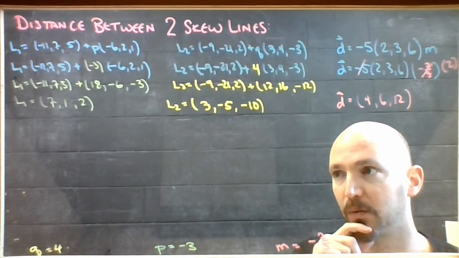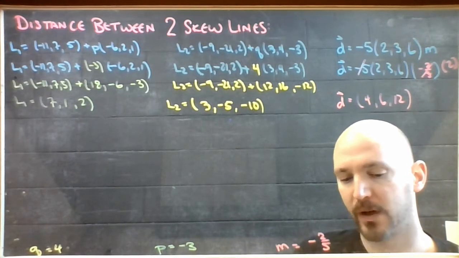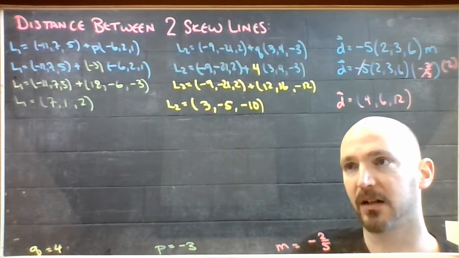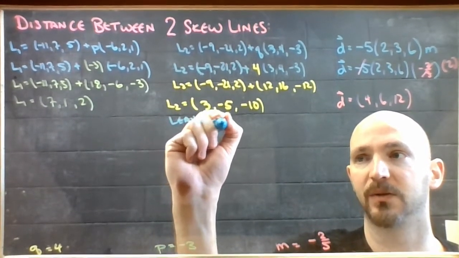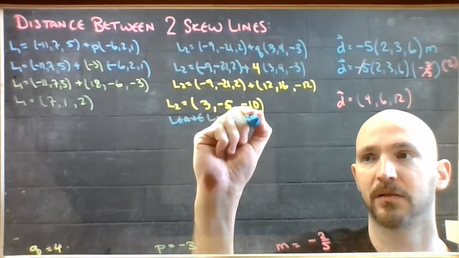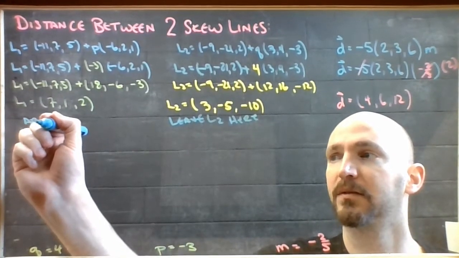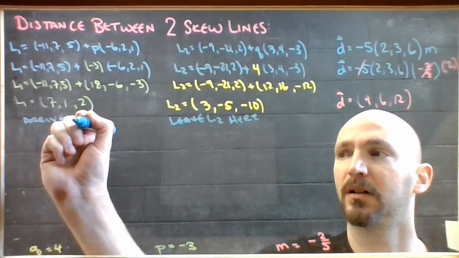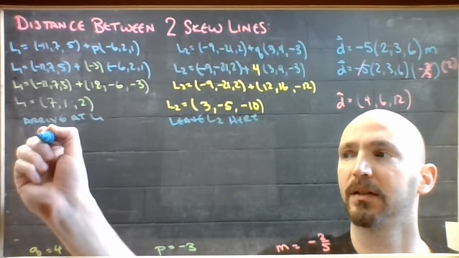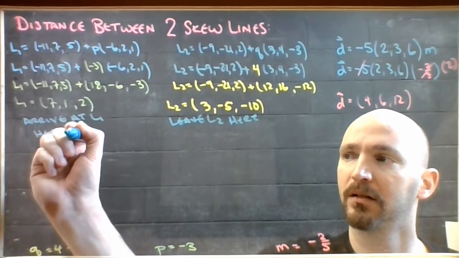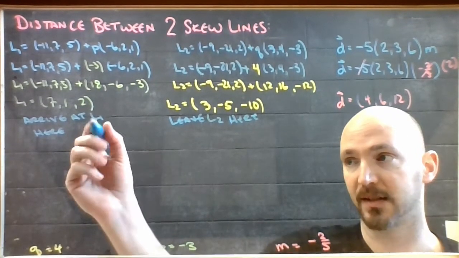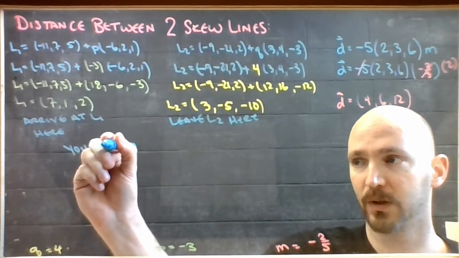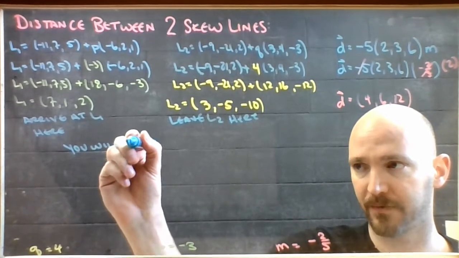So what do these all mean? Well, if you leave L2 here, and arrive at L1 here, you will have traveled along this vector, which is the shortest distance. You will have done so on the shortest path.